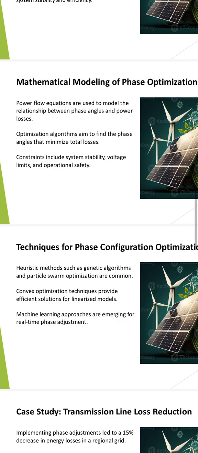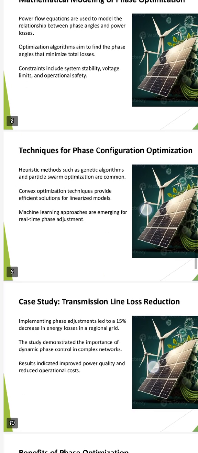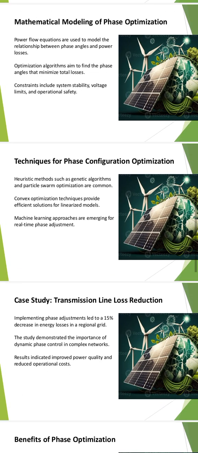Transmission loss reduction. Implementing phase adjustments led to a 15% decrease in energy losses in a regional grid. The study demonstrated the importance of dynamic phase control in complex networks. Results indicate improved power quality and reduced operational costs.